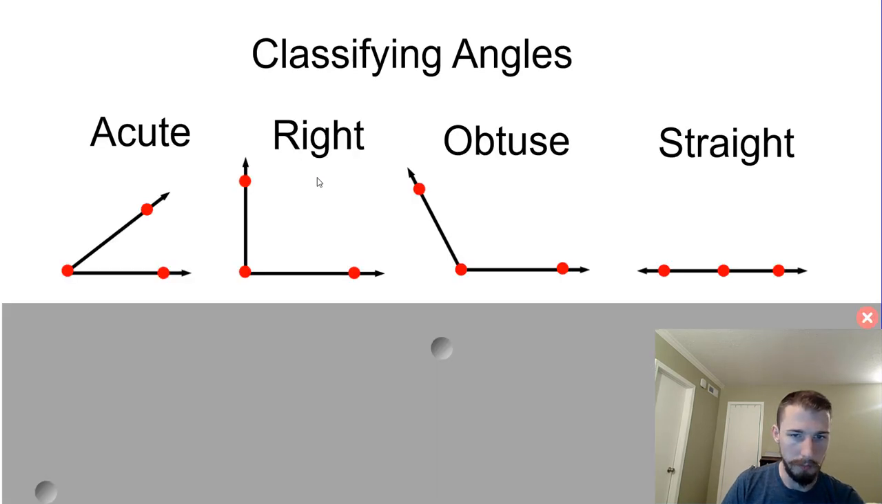All right, cool. So now we are going to classify angles. So it's kind of fun history. I hope you enjoyed that. Classifying angles. So acute, right, obtuse, and straight. You should know all this from middle school, but we'll go over it again.